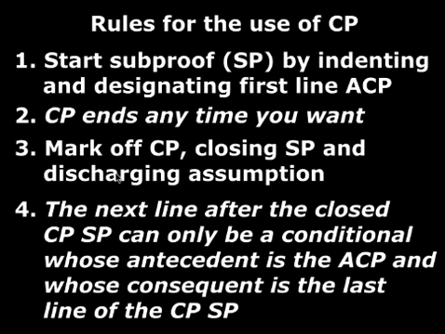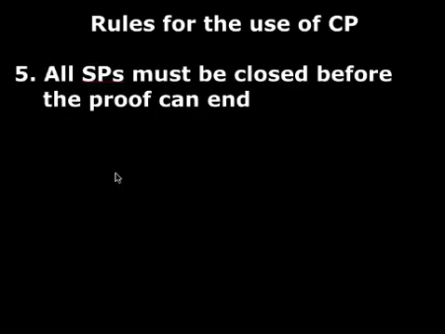Next, number 4, the next line after you close a conditional proof subproof can only be one thing. Once you close that subproof off, the next line has to be a conditional whose antecedent is your ACP and whose consequent is the last line of that subproof. Now, it's stated as a rule, but that's actually good. You want that because the whole point of doing a conditional proof subproof is that you wanted a conditional whose antecedent was the ACP and whose consequent was the last line. That's why you did it to begin with.